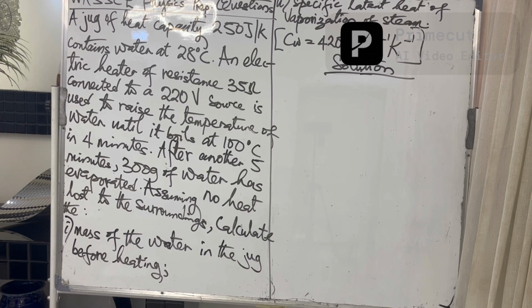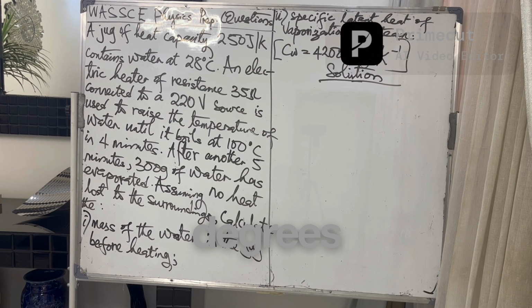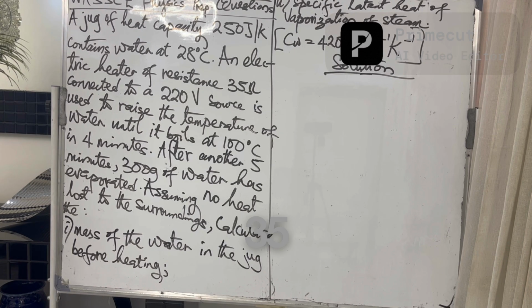A jug of heat capacity 250 joules per Kelvin contains water at 28 degrees Celsius. An electric heater of resistance 35 ohms connected to a 220 volt source is used to raise the temperature of water until it boils at 100 degrees Celsius in 4 minutes. After another 5 minutes, 300 grams of water has evaporated.